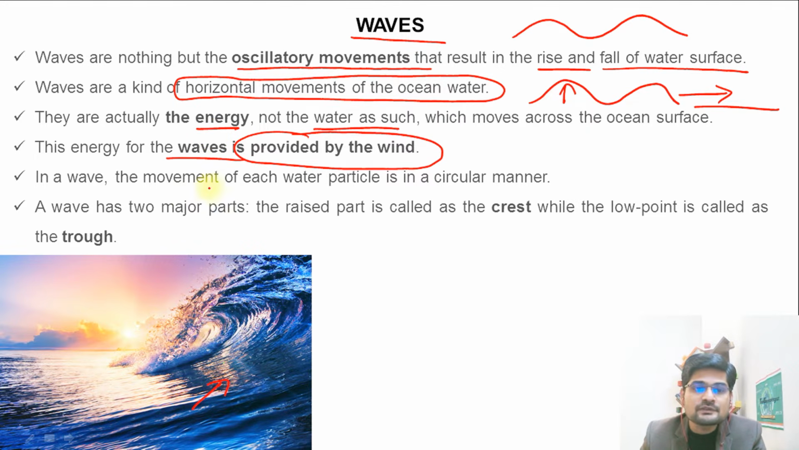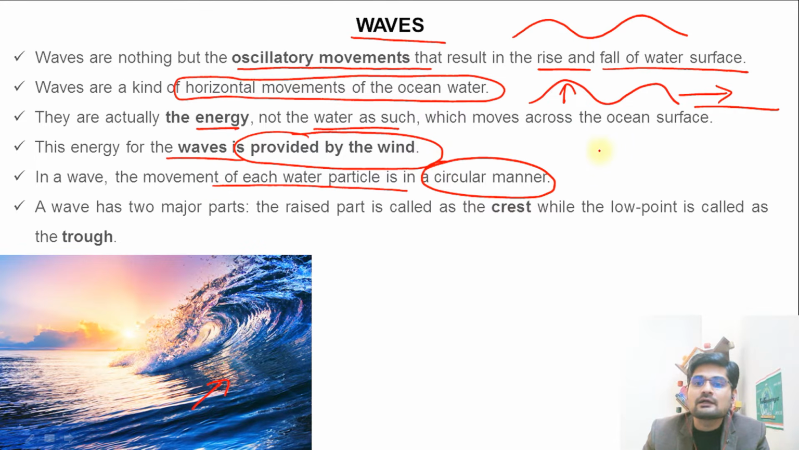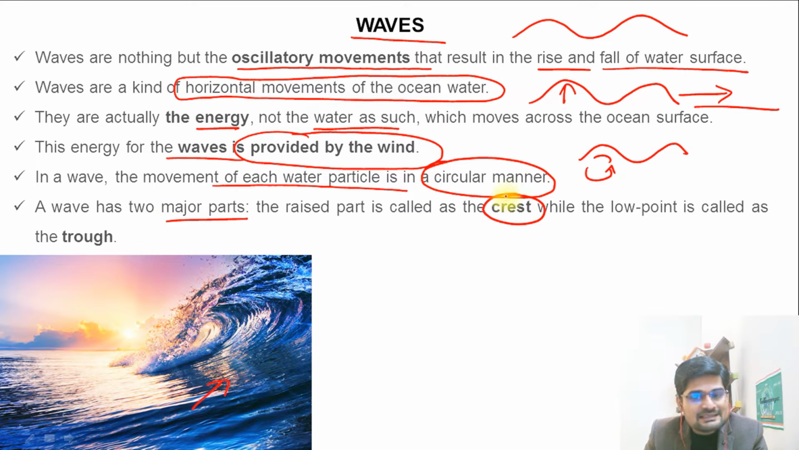So in a wave, what happens? The movement of each water particle is in a circular manner. Now remember, this circular movement is triggered by this wave action, and a wave has two major parts. The raised part is called the crest. Remember the Horst and Graben structure we used to study, or in the fold structure we also talked about this crest and trough structure, right?